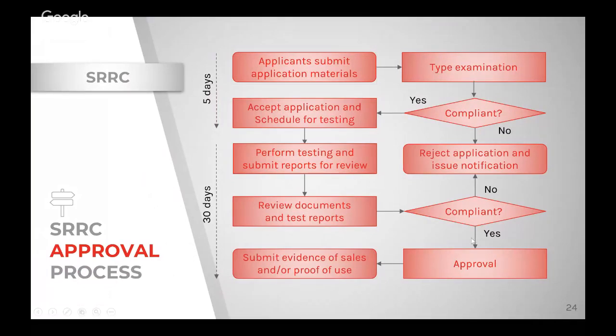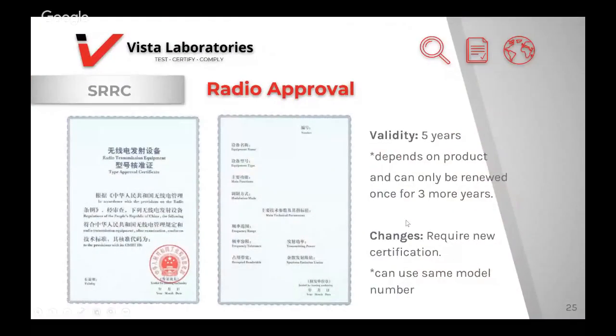So if the test reports are good and the application is good and found to be compliant, you receive the approval. It's valid for 5 years, and it depends on the product. So here's the certificate for the radio type approval. As I said, the radio approval process may take up to 4 weeks before SRC can issue the certificate. And it is valid for 5 years, but it can only be renewed once.